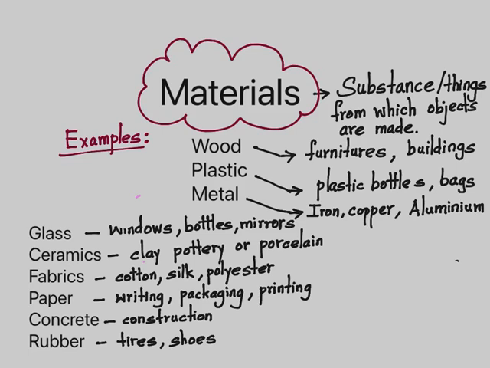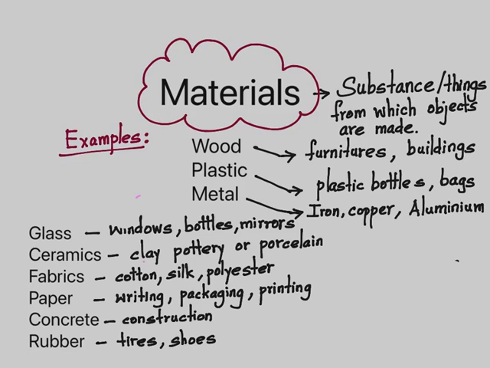Metals like iron, copper, and aluminium are strong and can conduct electricity. Glass is known for its transparency and used in making windows, bottles, and mirrors. Ceramics like porcelain or clay pottery can be used for making dishes and decorative items.